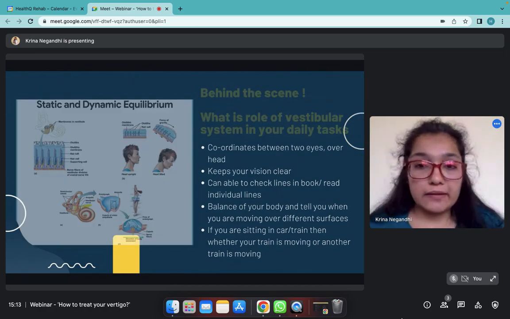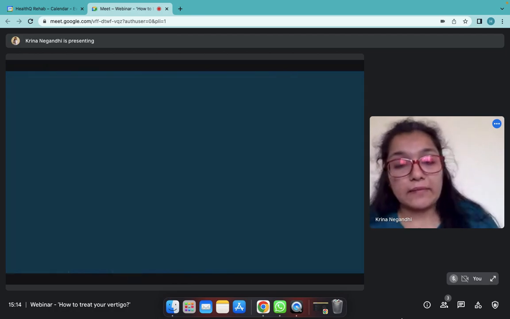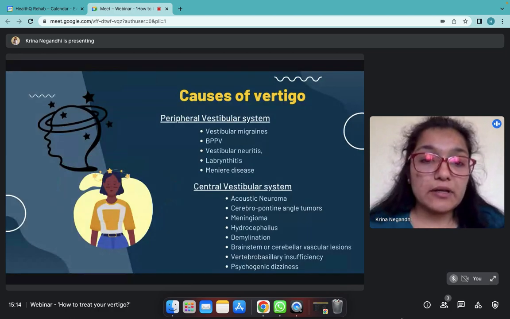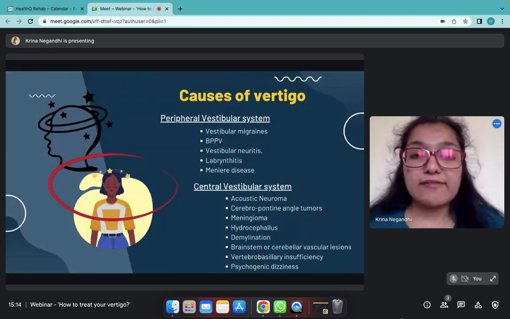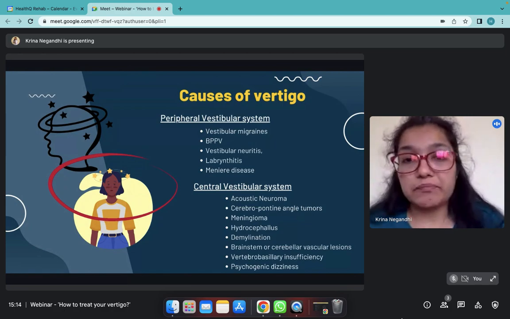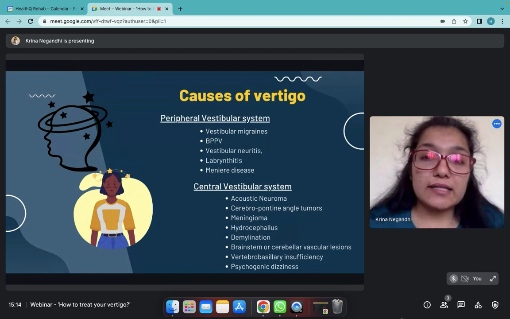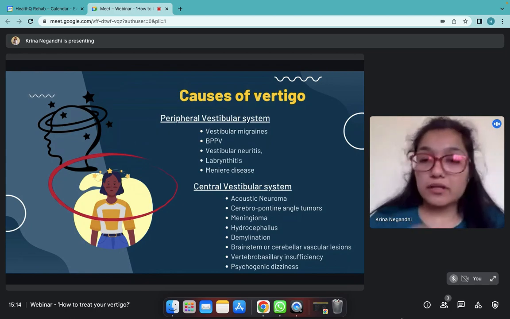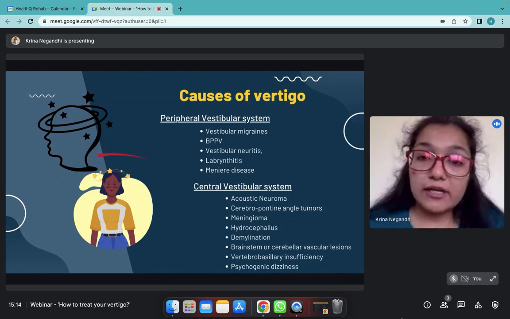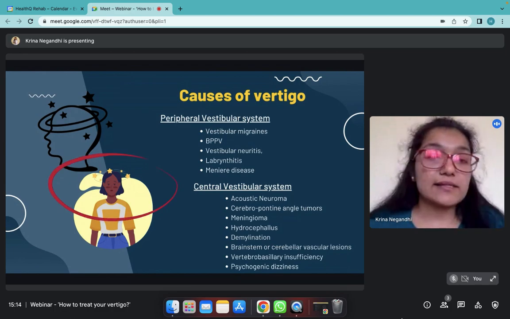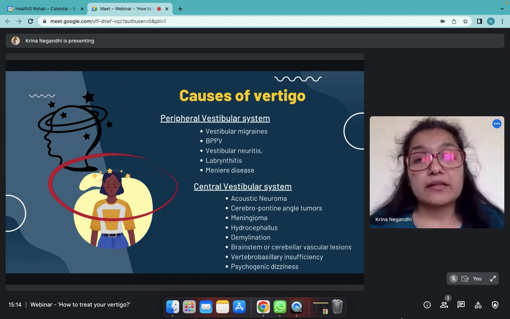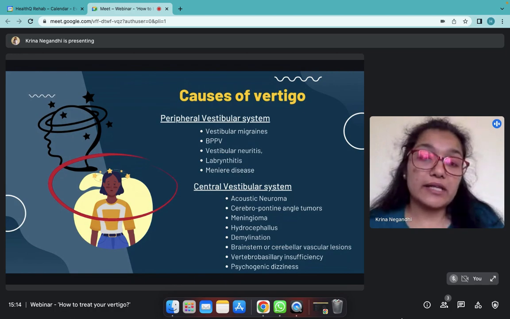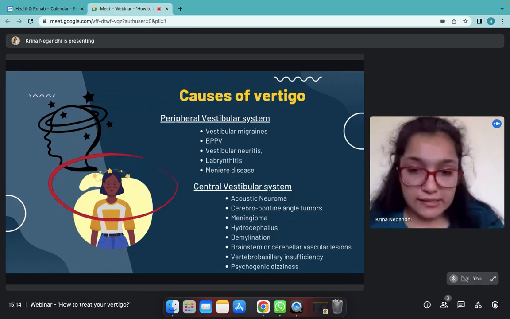Let's understand next what the causes of vertigo are. Basically, vertigo comes from different structures, as we understood from the four regions. They are divided into two portions, the peripheral vestibular system and the central vestibular system, depending upon the individual causes. There are several peripheral causes as well as central causes, out of which the peripheral causes include vestibular migraine, BPPV, neuritis, and Meniere's disease.